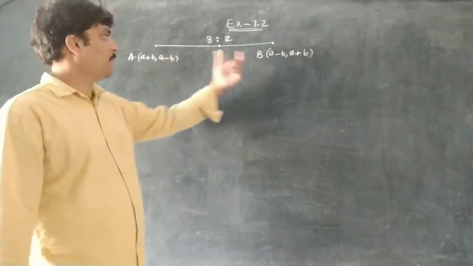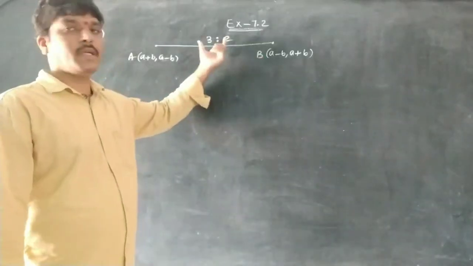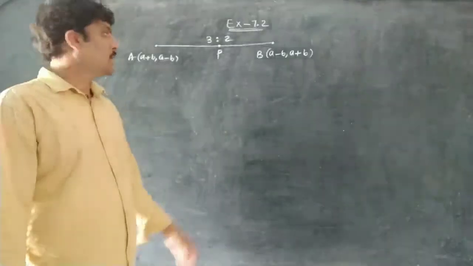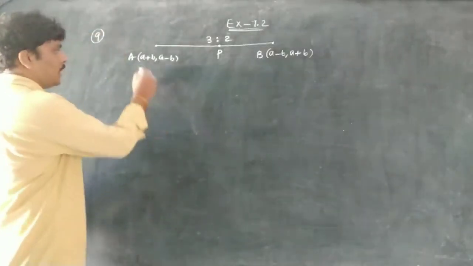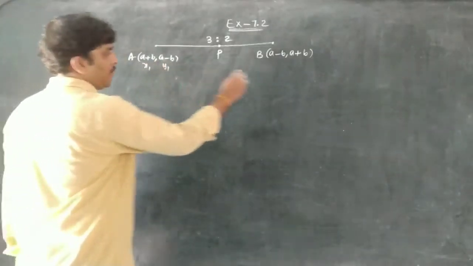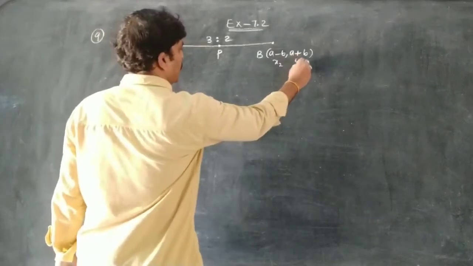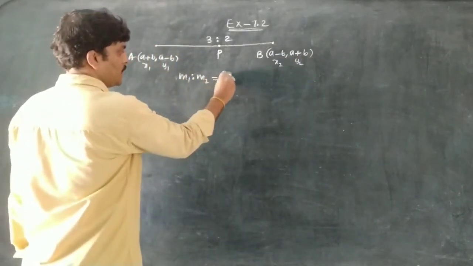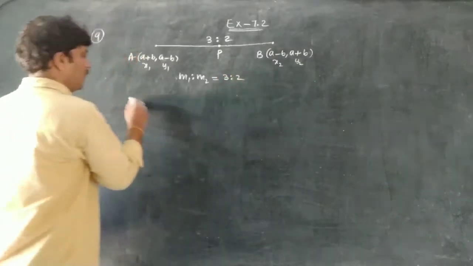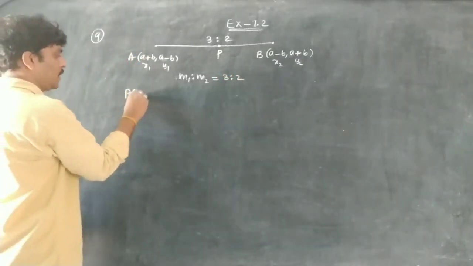Here A is given, B is given, and the ratio is 3 is to 2 internally. Then find the coordinates of P. So here it is x1, y1, it is x2, y2, and m1 is to m2 is given 3 is to 2. Now find the coordinates of P.